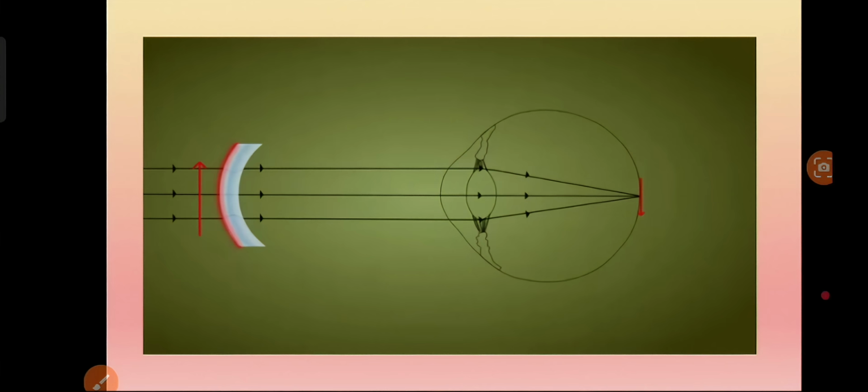For presbyopia, since these people have both short sightedness and long sightedness, we have to use bifocal lenses. For the correction of presbyopia, we have to use the bifocal lens. The upper part is a concave lens and the lower part is a convex lens to correct presbyopia.